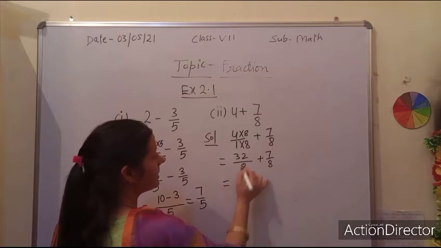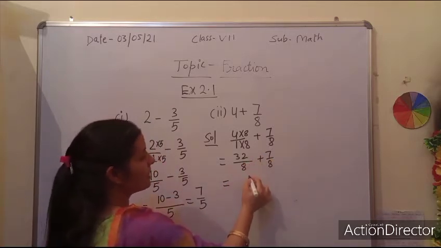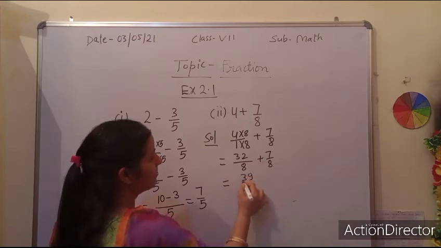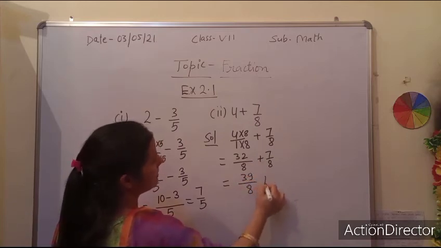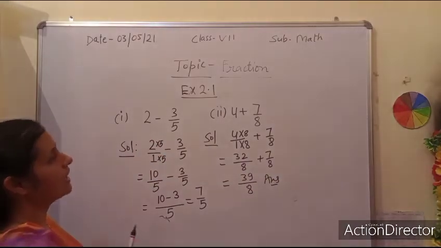Now add it up. 7 plus 2, is it plus or minus? Okay. So 7 plus 2 is 9. It will become 39 upon 8. It will be your answer. Okay. Let's move towards the next exercise.